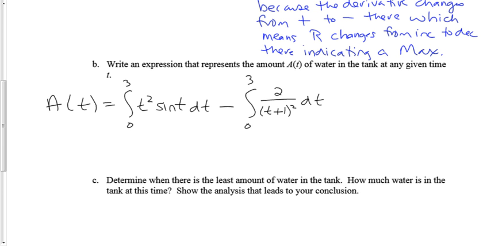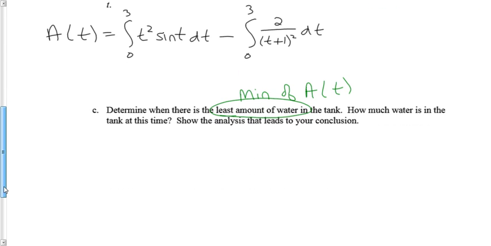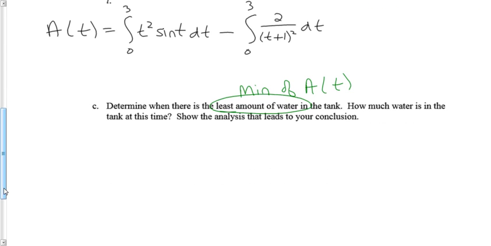So part C is determine when there is the least amount of water in the tank. So the least amount of water, I'm looking for min of A. I want the minimum of A. So let's just start there. I'm going to ignore the rest of the question, well, for now, we're going to answer it later. So I want the minimum of A. To find the minimum of A, I want to find the derivative of A and set it equal to 0.